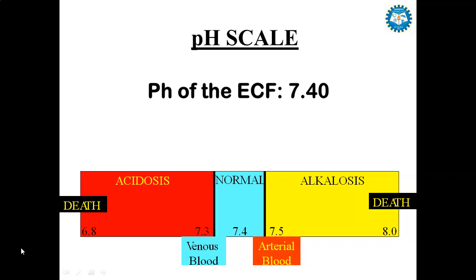Acidosis is when the value falls below the normal pH of ECF, 7.4. For alkalosis it will be above 7.5, up to 8. Even if the level gets down to 6.8, death is assured, and if it increases to 8, death is assured.